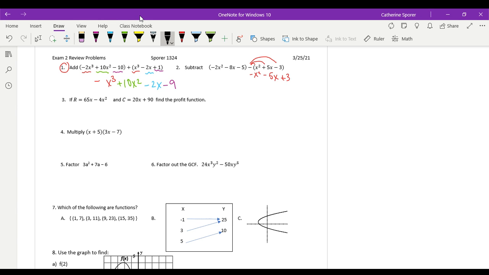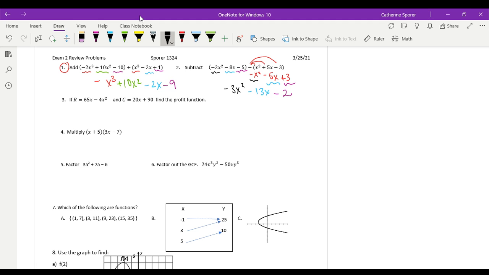So starting with the x squareds, negative 2x squared minus 1x squared would be negative 3x squared. And then negative 8x minus 5x would be negative 13x. And then negative 5 plus 3 would be minus 2. Okay, so really we just combine like terms, but before we do that, we need to distribute the negative to that second polynomial. One application of polynomial subtraction is with finding profit functions.